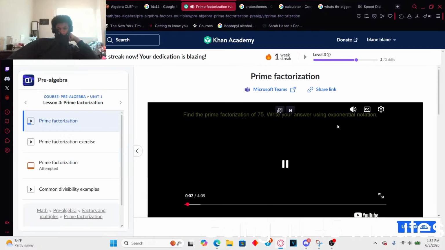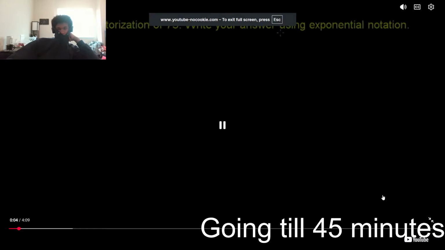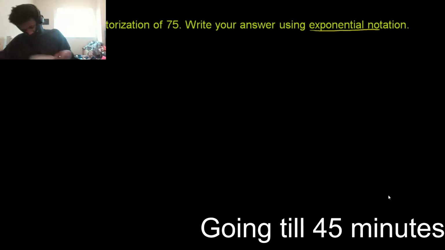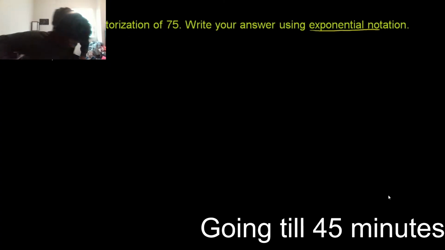Write the prime factorization of 75. Write your answer using exponential notation. So we have a couple of interesting things here. Prime factorization, and they say exponential notation. We'll worry about the exponential notation later. So the first thing we have to worry about is what is even a prime number. And just as a refresher, a prime number is a number that's only divisible by itself and 1.